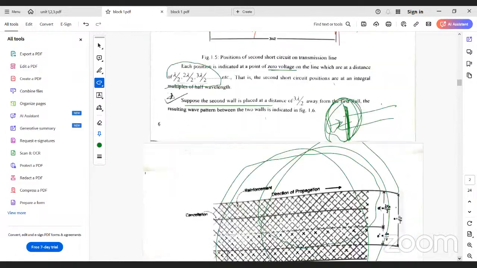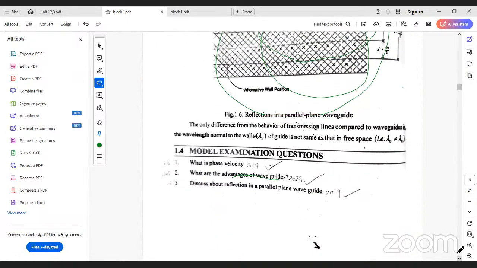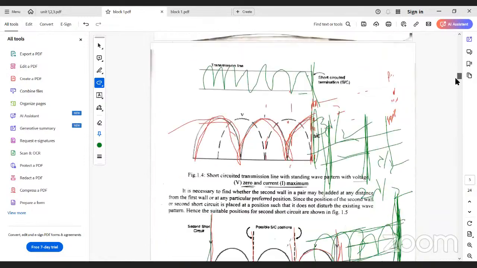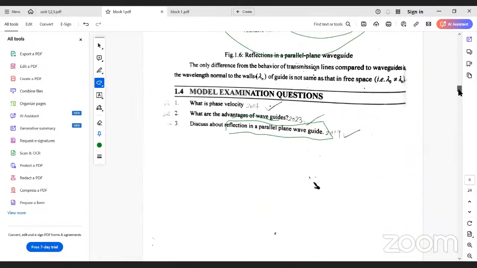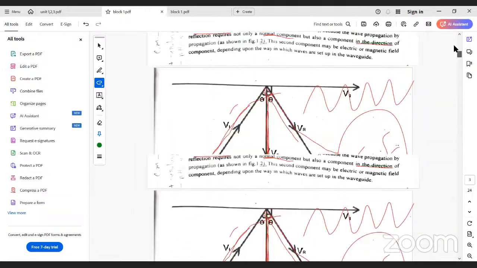What is the possibility of another short question from unit 1? Another short question is: discuss reflection in parallel waveguides. There, you write that the other side is short circuited, and explain how it behaves. Then, what is phase velocity? Phase velocity means Vp. What is the formula of Vp?